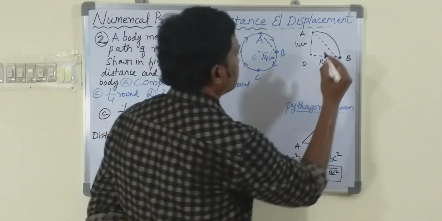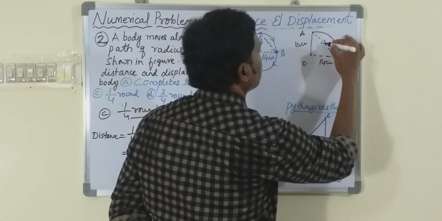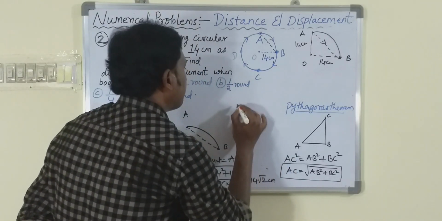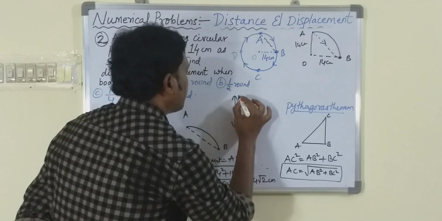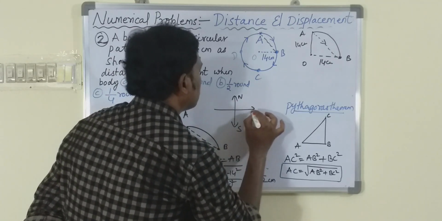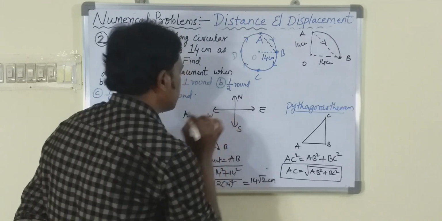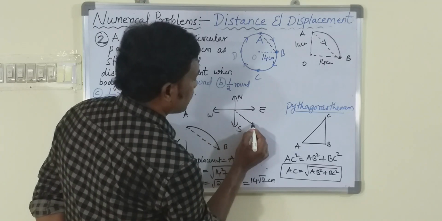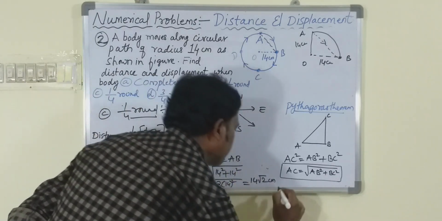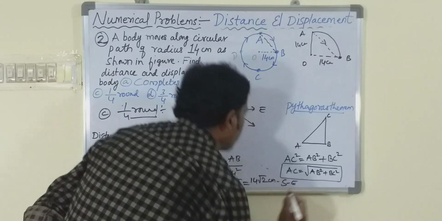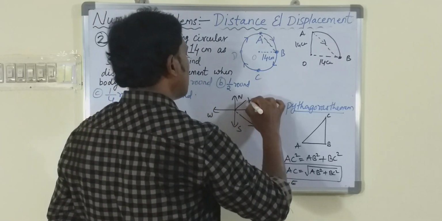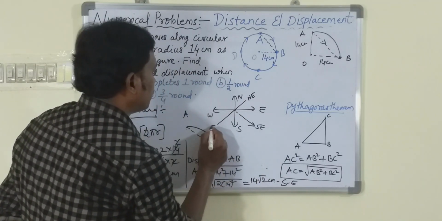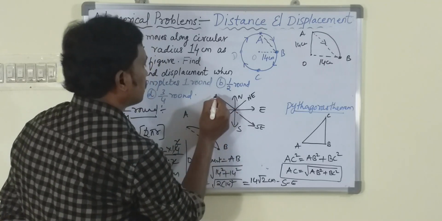Okay, and what is the direction? The direction, this is the initial and this is the final. The direction is like this. So this is north, this is south, this is east, and this is west. So direction is like this. So generally the direction is like this. Okay, that will be southeast. If it is like this, it is northeast. This is southeast. This is southwest. And this is northwest.